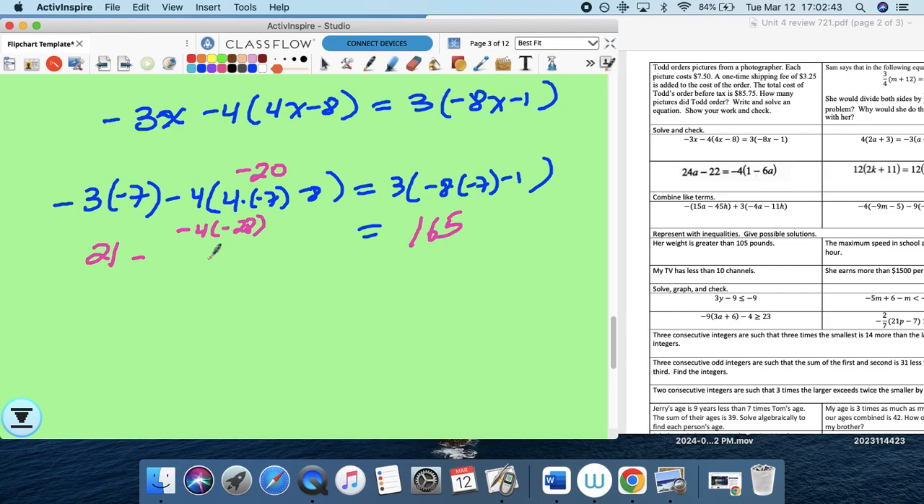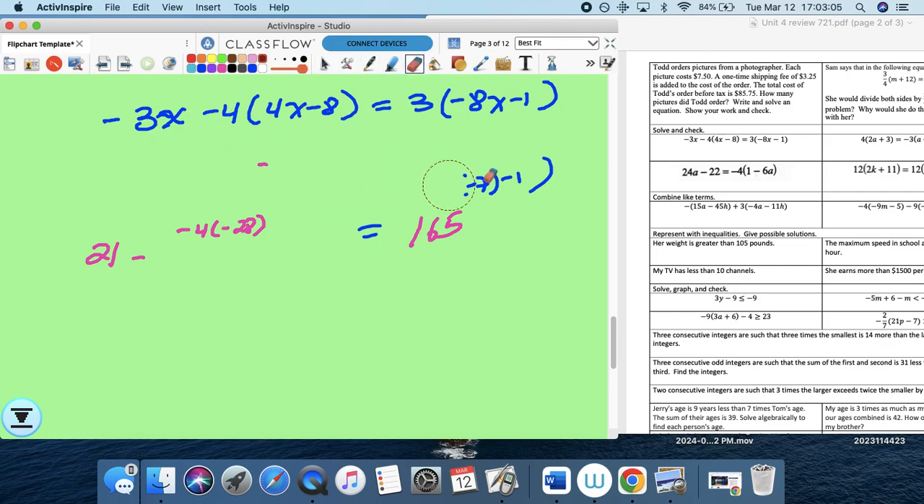Hang on. Let's see. Negative 20. Oh my God. Sorry. Hang on a second, guys. I made a mess of this check, so let me do the check again.